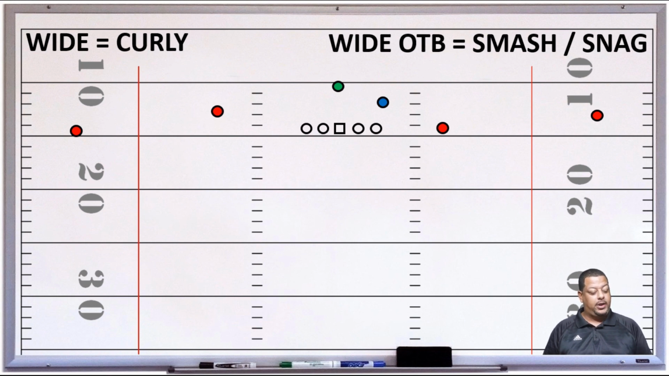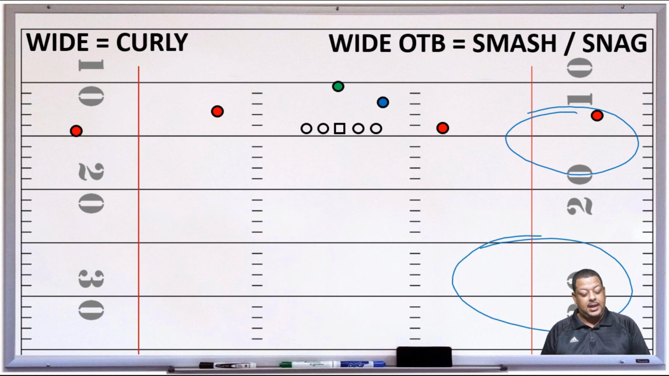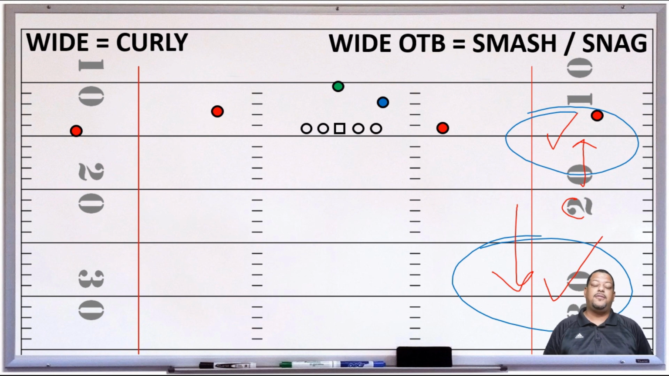So when they put the corner in conflict, they're trying to attack the flat and they're trying to attack the deep. That typically puts your corner into conflict. If your corner decides to fire up, they will hit the deep area. If your corner decides to fire back, then they will hit the flat area. So, again, it could be the corner, it could be a linebacker, whatever.